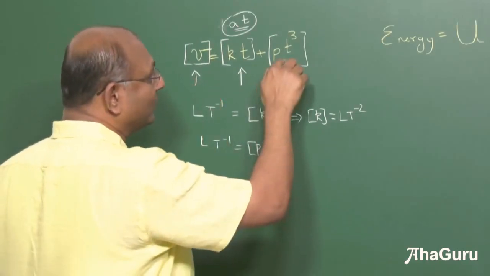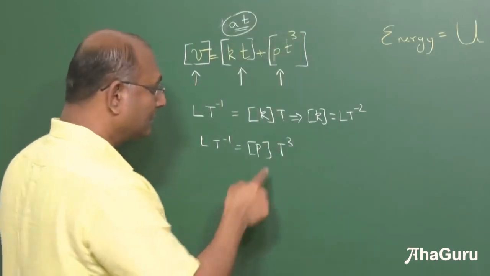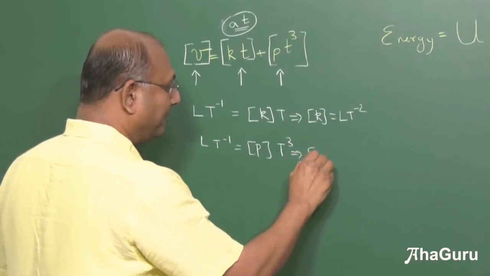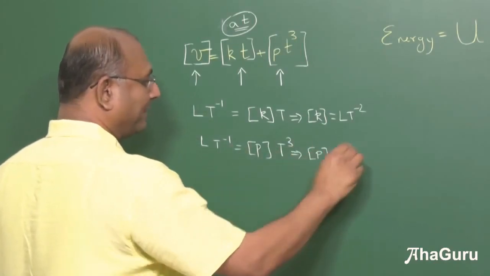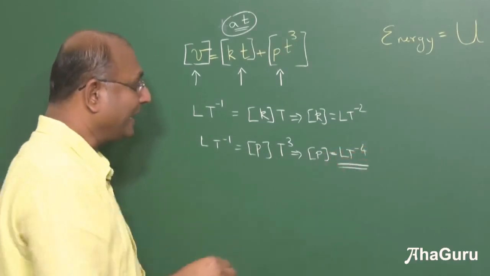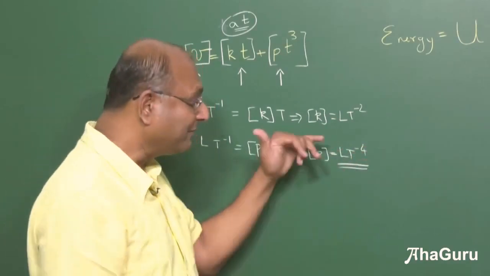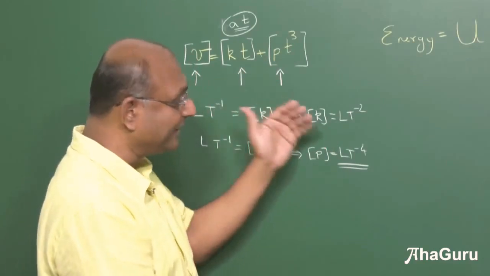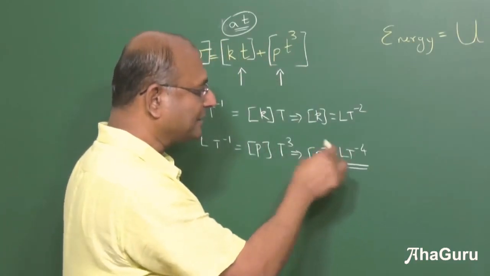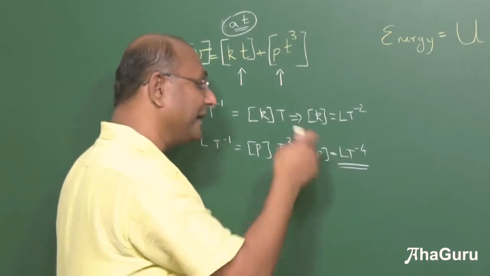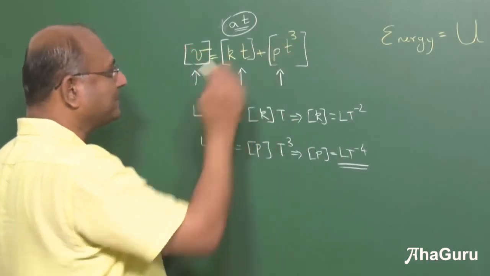If I come to this one, this is PT cube. So that basically tells you P must have dimensions of L T power minus 4. This is not acceleration. This is not even the rate of change of acceleration. Rate of change of acceleration is called jerk. So this is called the rate of change of jerk. Okay, I just cooked up something.